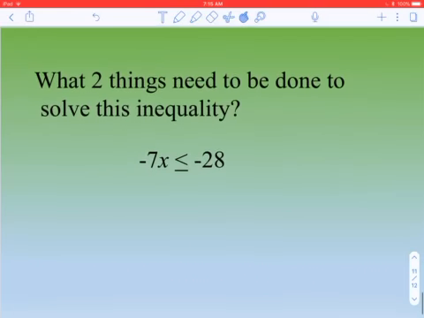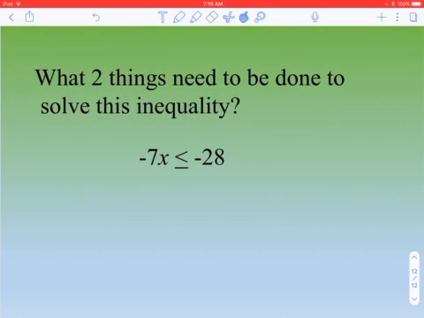Okay, so you are going to think about this question for just a minute. You have a homework assignment to work on. It's on quizzes. So this says, what 2 things do we need to do to solve this inequality? I need you to pick both things. So on your question, remember there are 2 things you need to pick.